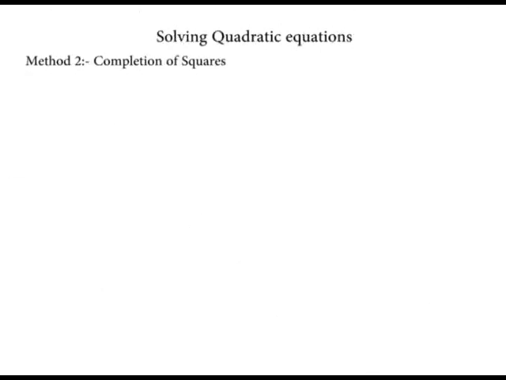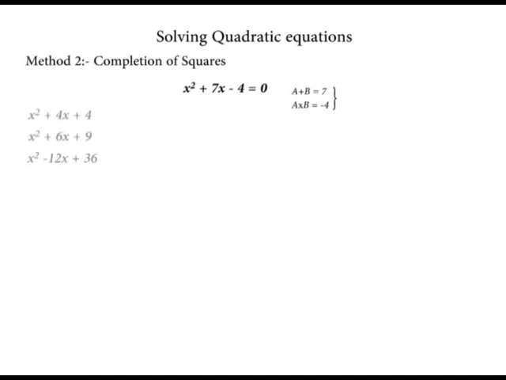However, in certain cases, the equation may not factorize. For example, x squared plus 7x minus 4 is equal to 0. The left side cannot factorize because you cannot find a and b such that a plus b is 7 and a times b is minus 4. Those numbers don't exist. In such cases, we use the completion of square method.